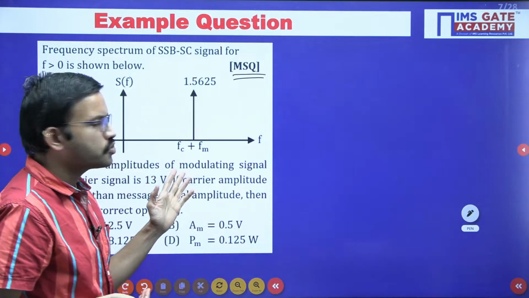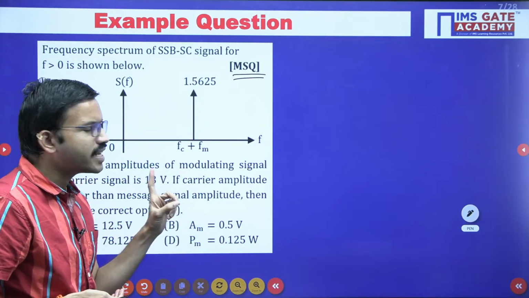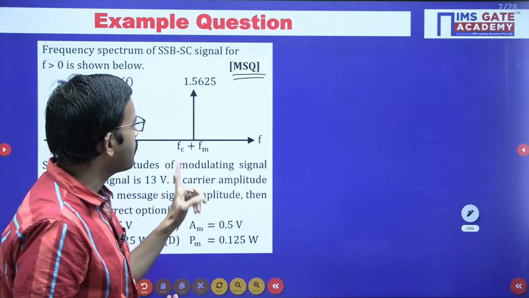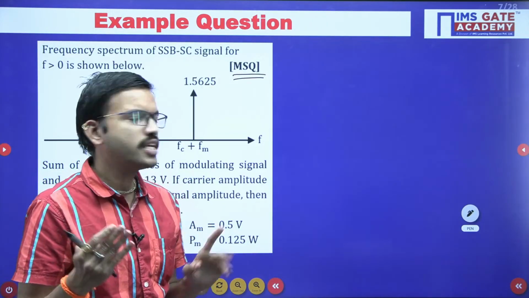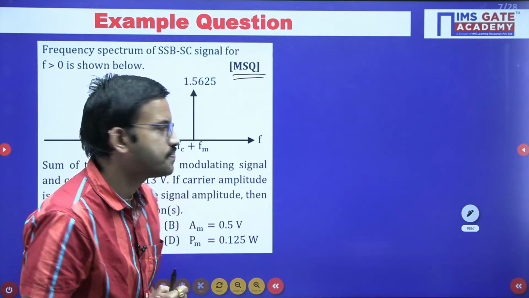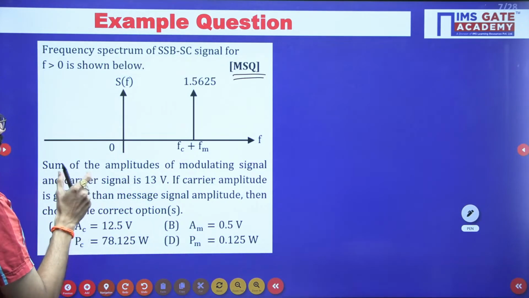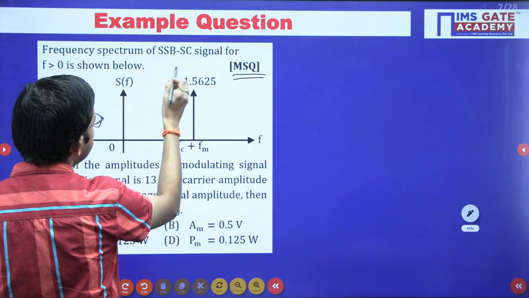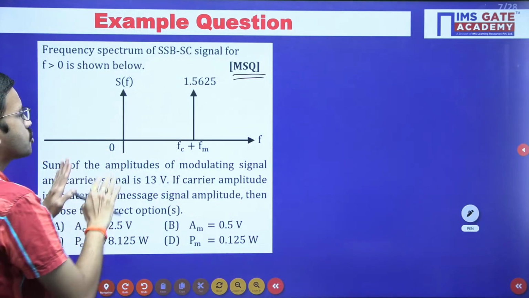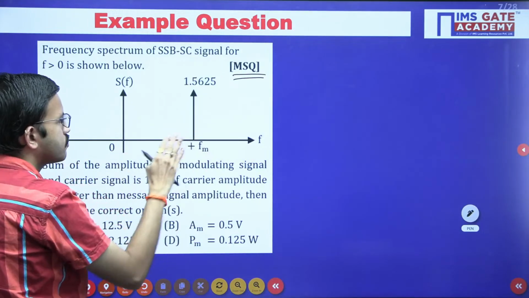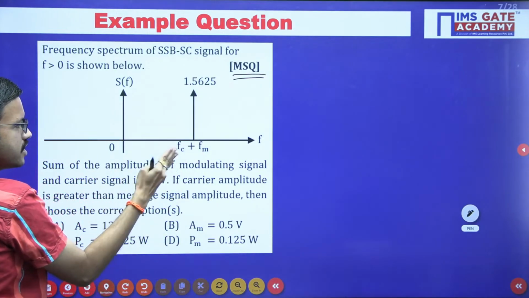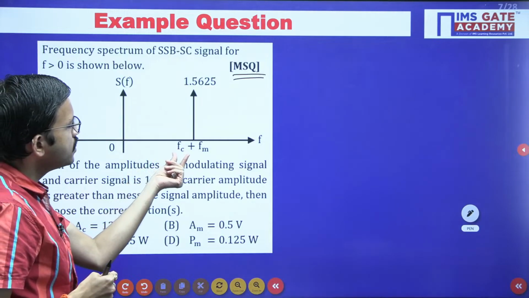But for MCQ, as I mentioned earlier, you are actually solving one question, but for MSQ you are solving either 2 questions or 3 questions or more, that means at max 4 questions. So in this particular question, you are having an SSB-SC signal frequency spectrum. Here they have shown the positive frequency axis, that means f greater than 0, where you have Fc plus Fm.